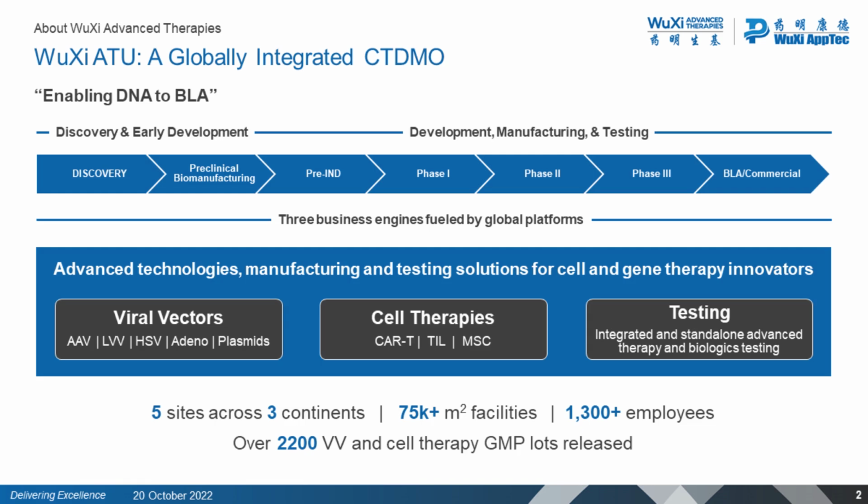WuXi ATU is an international company that provides contract testing, development, and manufacturing service to cell and gene therapies. We offer a streamlined service from as early as plasmid construction, R&D materials preparation, different phases of clinical trials, up to the commercial production and the biologics license applications.